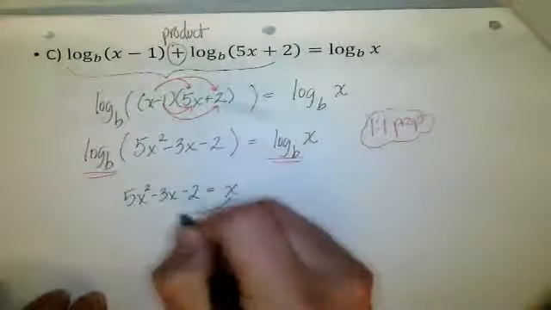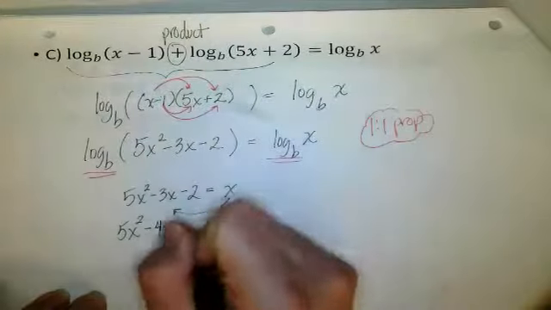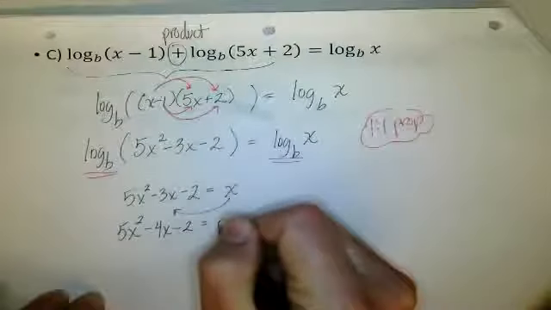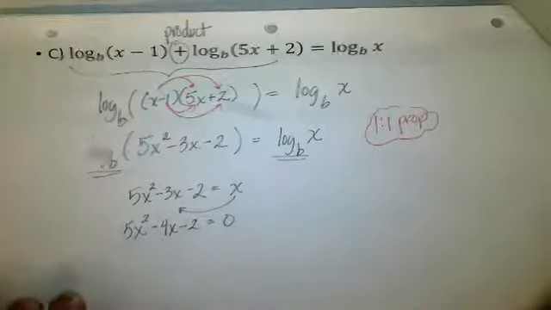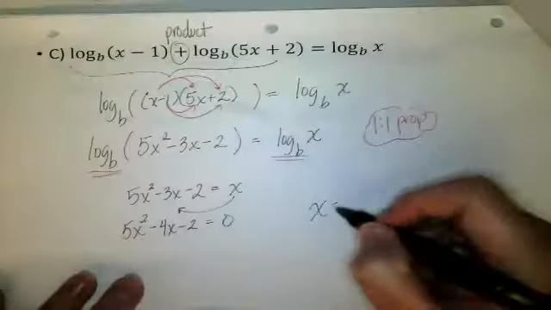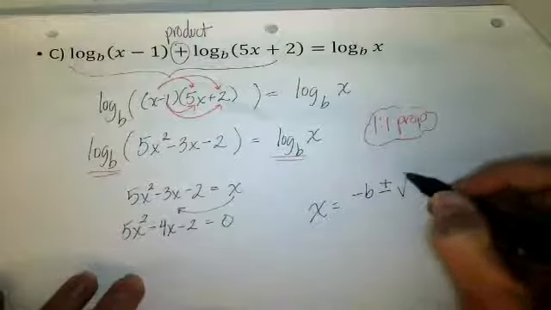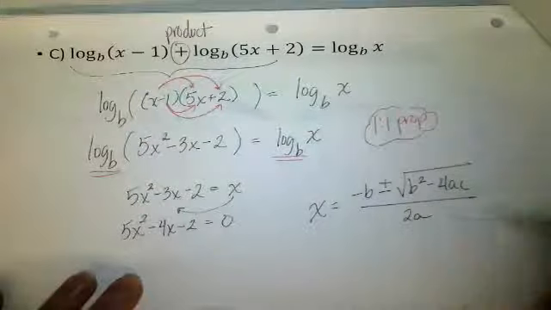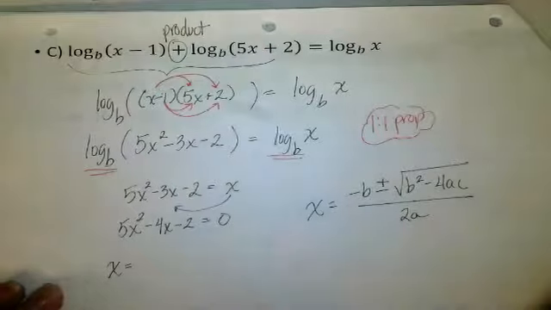And so again, I'm going to move my x over. So we're set equal to 0. 5x squared minus 4x minus 2 equals 0. I can try to double bubble that, but it doesn't work. So, quadratic equation. X equals the opposite of b plus or minus the square root of b squared minus 4ac all over 2a. I started a little high, so that's fine.